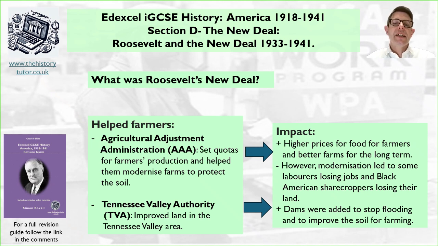Then there's the TVA, the Tennessee Valley Authority. This improved land in the Tennessee Valley area. This was often badly impacted by soil erosion and problems. So dams were added to stop flooding and also work was done to improve the soil conditions.